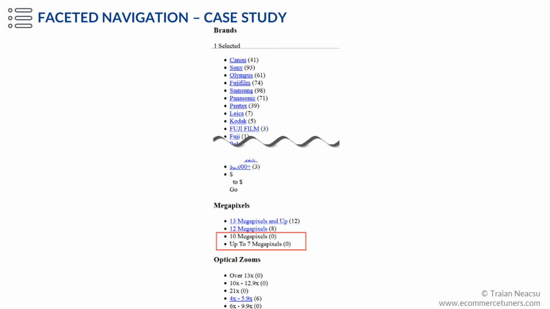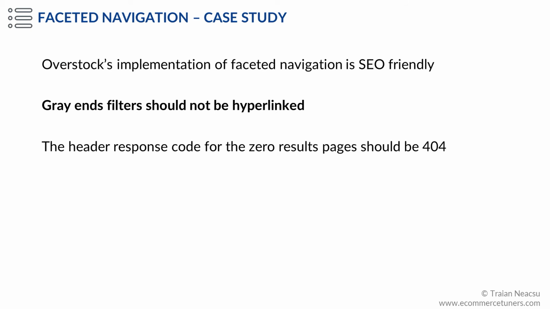Additionally, Overstock allows the crawl of essential and important filters, and it doesn't create links for gray-end filters, which are filters that generate 0 results. In this screenshot, you can see that the 10 megapixels filter value generates 0 results. Therefore, it's not hyperlinked. Overstock's implementation of faceted navigation is SEO friendly, as it allows crawlers to access various filtered pages, and it updates page elements based on user or crawler selection.